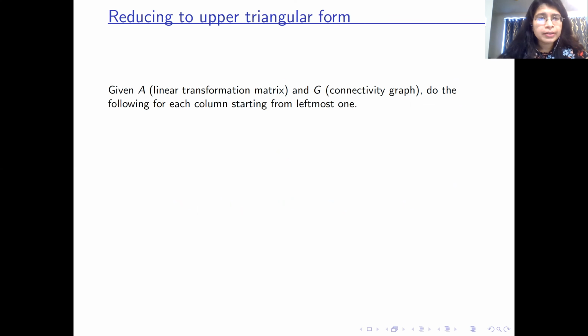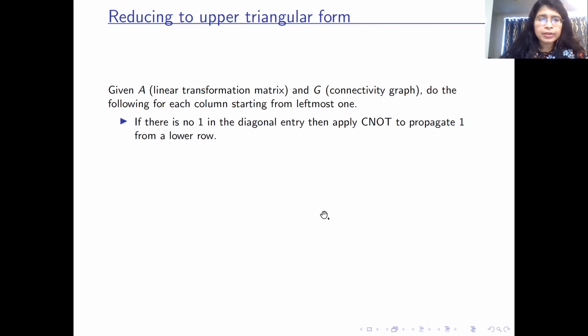Now let us look at the method by which we reduce the matrix to an upper triangular form. We are given the linear transformation matrix and a connectivity graph. We do the following, starting from the leftmost column. If there is no 1 in the diagonal, then we apply CNOTs to propagate a 1 from a lower row. Suppose S is the set of rows below the diagonal which has a 1.